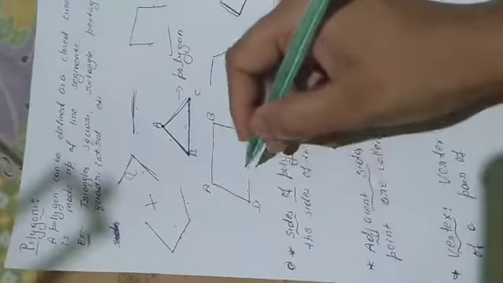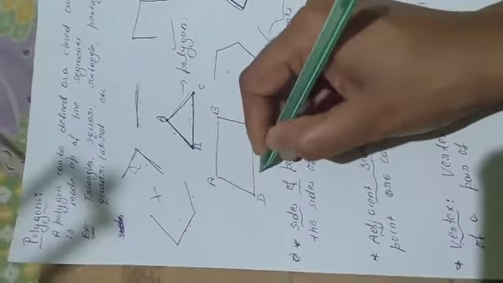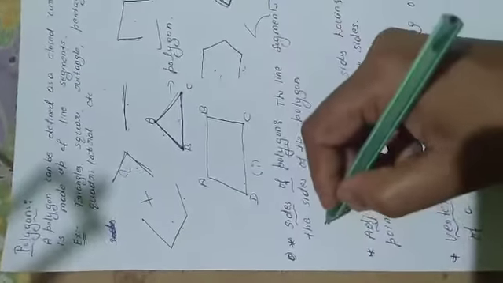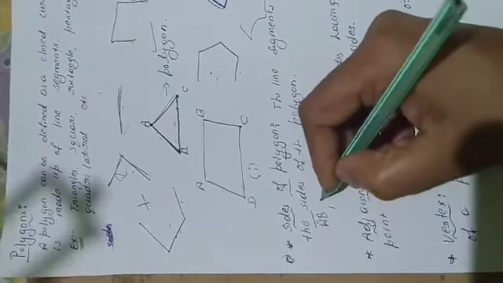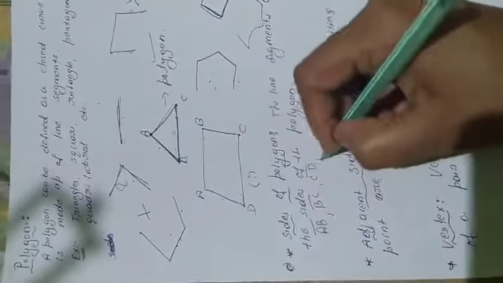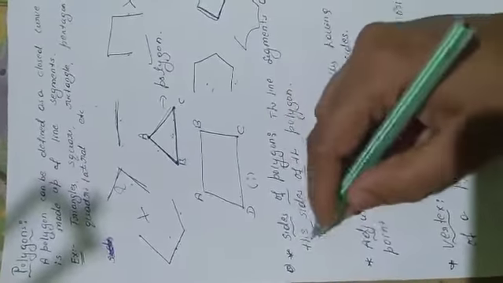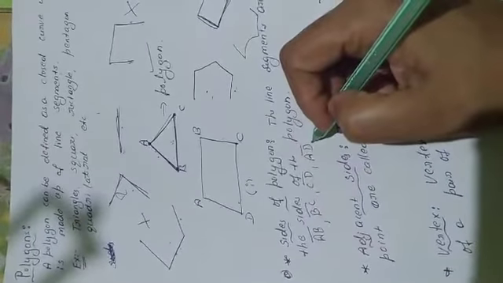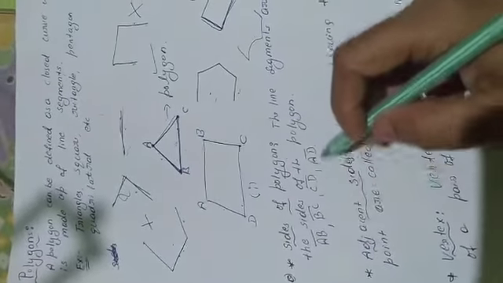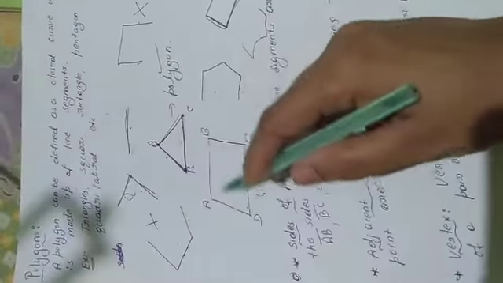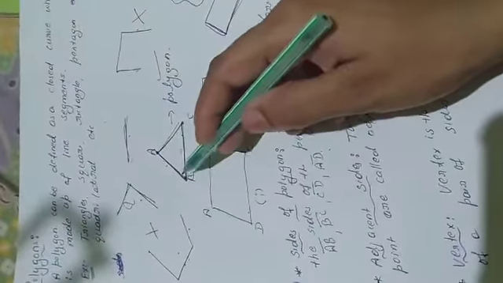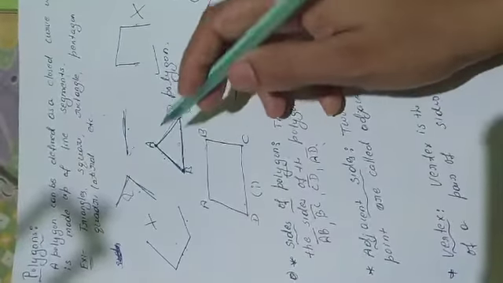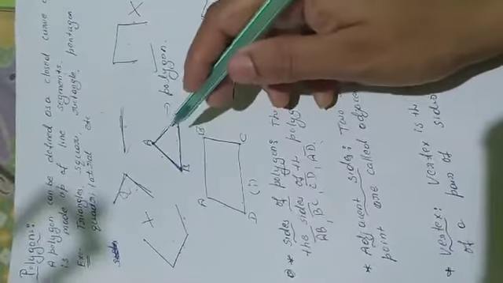If we consider this example, we can write AB, BC, CD, AD. In total, how many sides are there? 4 line segments are there, isn't it? So these 4 line segments we can call the sides of the polygon. And here too, AB, BC, AC are the sides of the polygon.